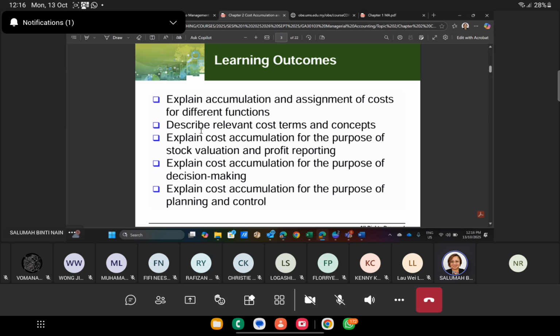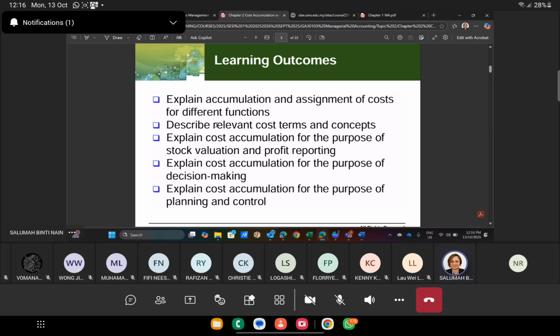Okay, to discuss relevant cost terms and concepts, to explain cost accumulation for the purpose of stock valuation, to explain cost accumulation for the purpose of decision making, and to explain cost accumulation for the purpose of planning and control. So these are the 3 learning outcomes under topic 2. You will be able to understand cost accumulation and cost assignment and what are the relevant and irrelevant costs.